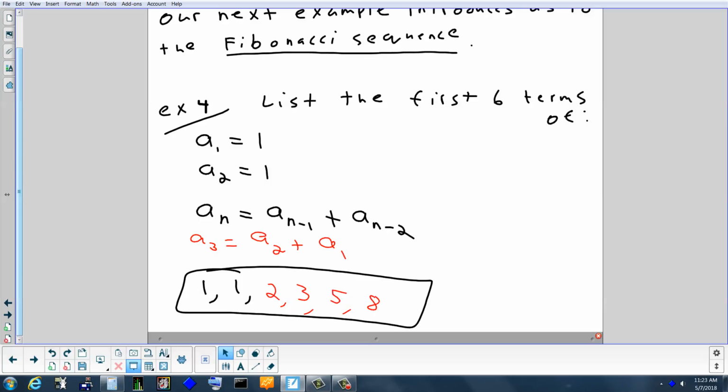This is an extremely hard sequence to convert to an explicit formula. It can be done, but it's a college level kind of problem. All right, so we won't even look at that. So the entire thing with Fibonacci is you take the previous 2 numbers and add them together. Yep.